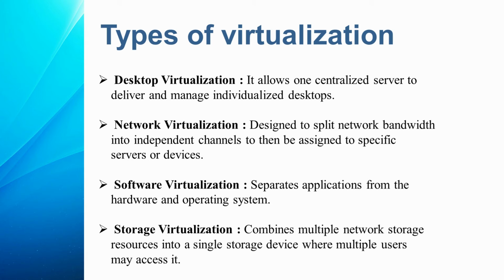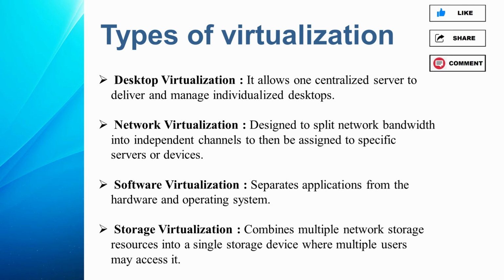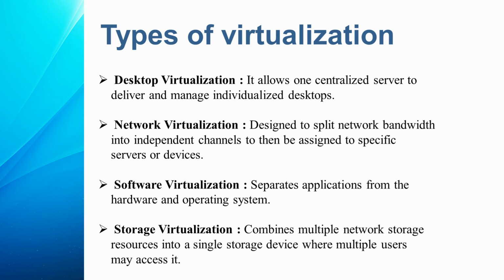Now let's come to the next one, network virtualization. It is designed to split network bandwidth into independent channels to then be assigned to specific servers or devices. So here the network bandwidth is divided into individual channels which are then assigned to specific servers or devices as per their needs. The third one is software virtualization. It separates applications from the hardware and operating system. The fourth one is storage virtualization. It combines multiple network storage resources into a single storage device where multiple users may access it.